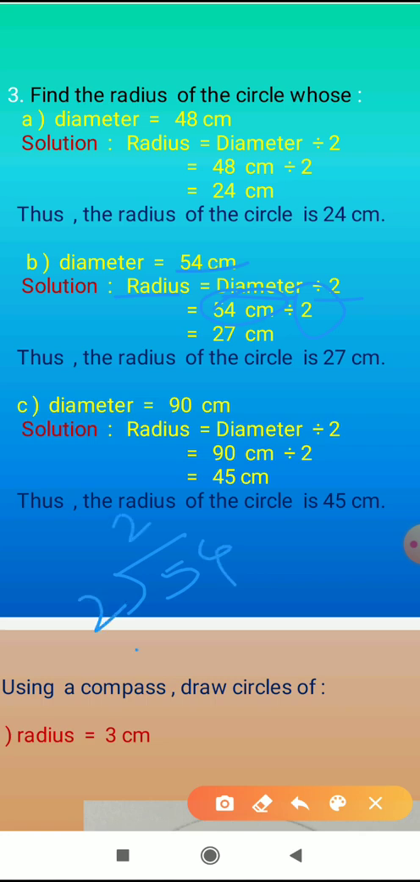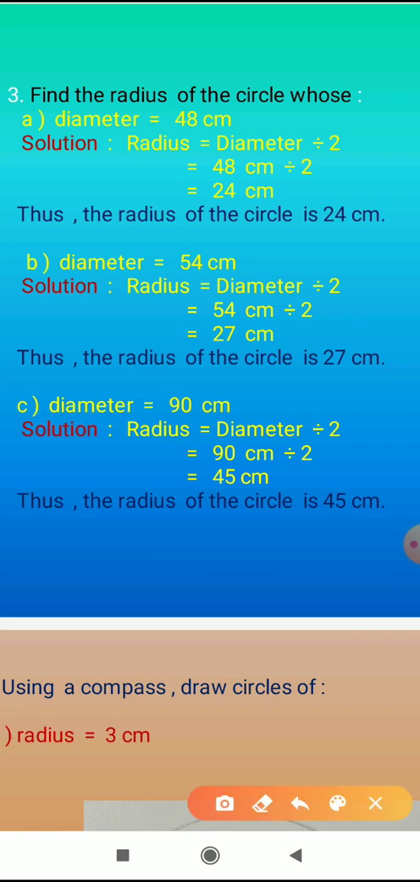2 to the 4. 5 minus 4, 1. And 2 sevens are 14. So we get quotient 27. So radius is 27 centimeter. Thus radius of circle is 27 centimeter whose diameter is 54 centimeter.